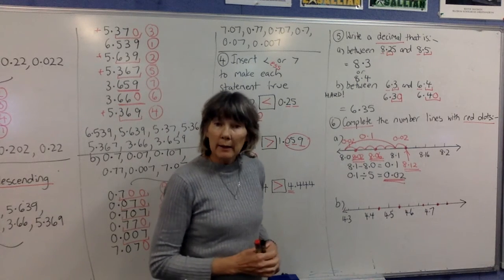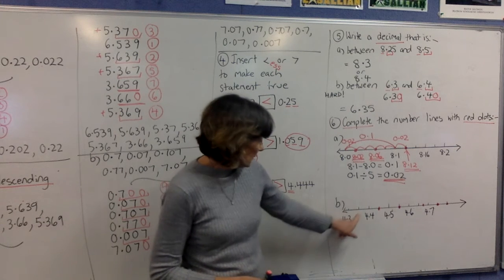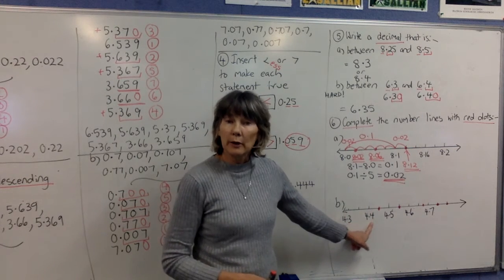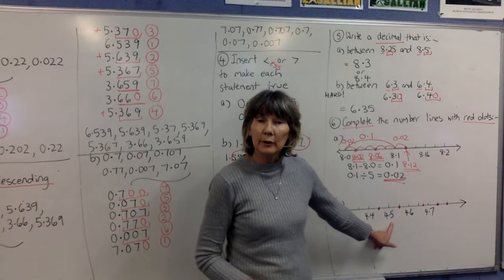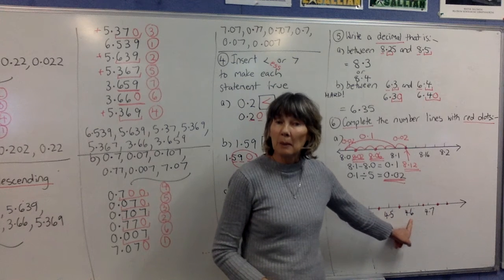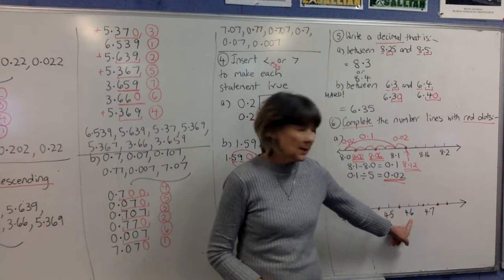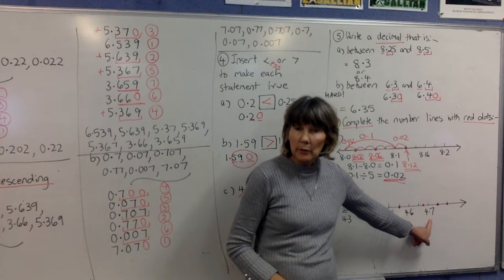Okay, so then under the first mark you're going to write 4.3. Under the third mark you're going to write 4.4. Under the fifth mark you're going to write 4.5. Under the seventh mark you're going to write 4.6. And under the ninth mark you're going to write 4.7.